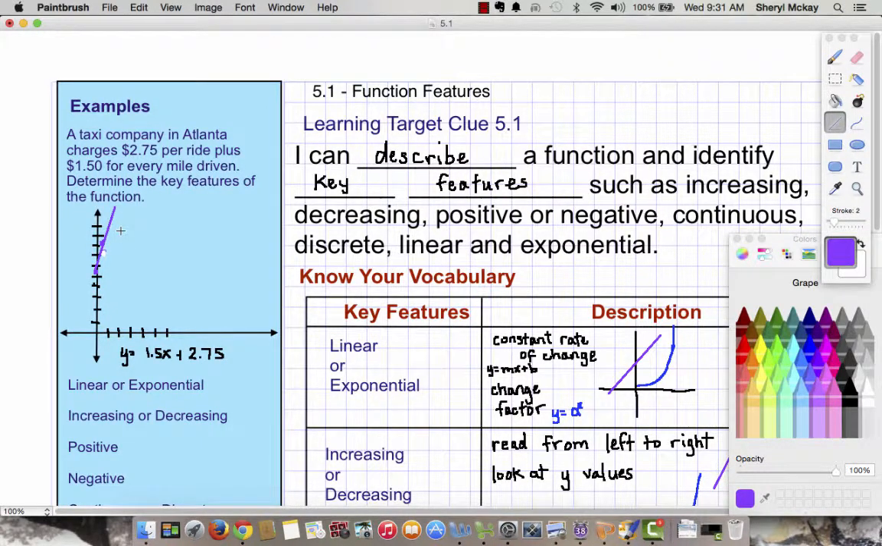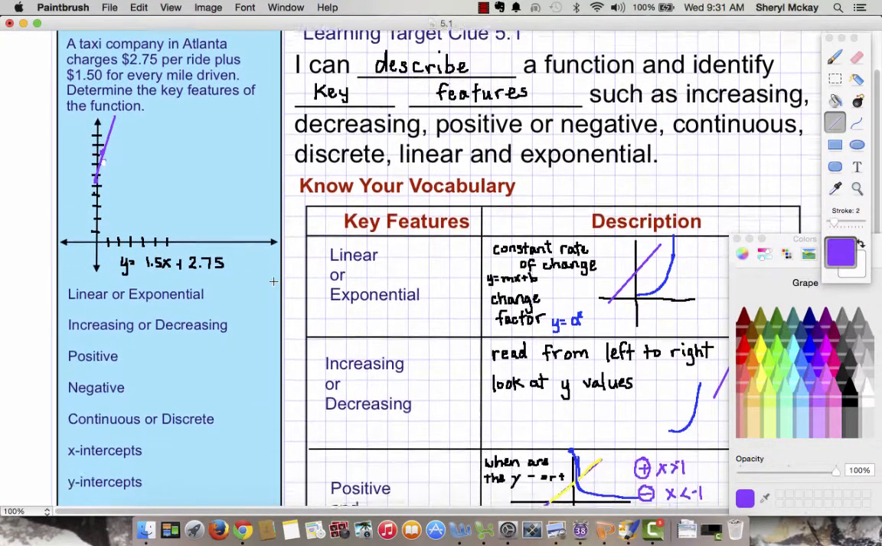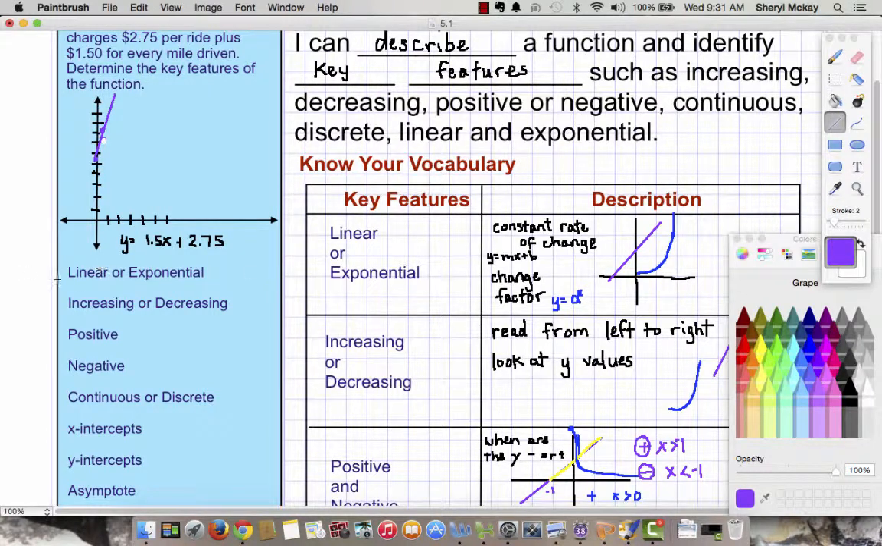Okay. Now, question. Is this linear or exponential? Well, I think you can tell right away that it's linear, right? So this one is linear. Is it increasing or decreasing? Well, as I read my x's from left to right, my y values go up, so it's increasing.